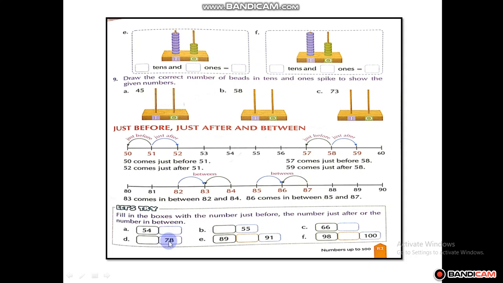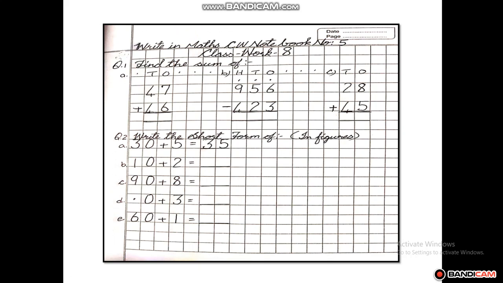54, 55, 78. So before 78 is 77. Then before 55, 54. After 89, 90, and then 91. 90 is in between 89 and 91. 66, 67, 98, 99, 100. So children, 99 is in between 98 and 100. Come to the next, that is classwork given.